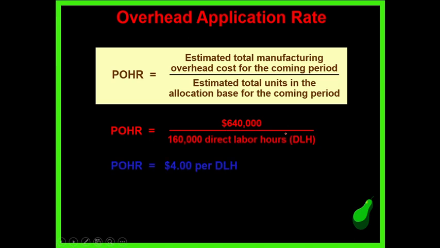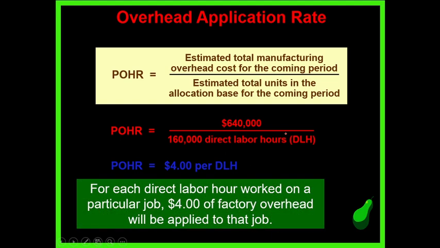So for example, you have 640,000, okay, as your estimated manufacturing overhead, and then for the current period, you have 160,000 direct labor hours. So you simply divide that. This means that for every direct labor hour used in the production, you will be incurring $4. Tama po? Ayun, yun. Diniscuss ko pa, nandyan na pala sa slide.